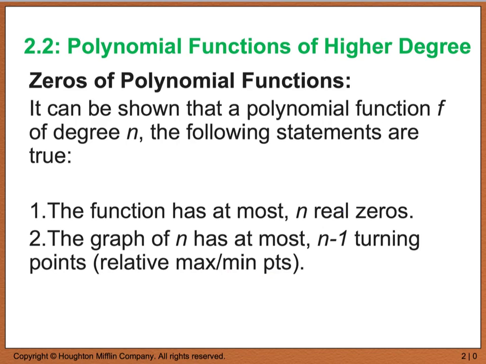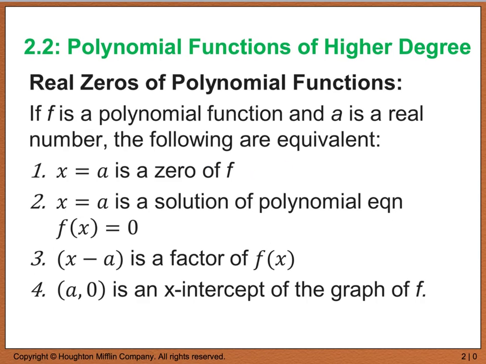So if I have something like f of x equals, let's just say x to the 5th plus 1, I know that I'm going to have at most 5 real zeros. It doesn't mean I have to have 5 zeros, but I will never have any more than 5 zeros. And then at most, I'm going to have n minus 1, which would be 4 minimums and maximums. Again, I don't have to have 4, but this is just the maximum amount that I can have.